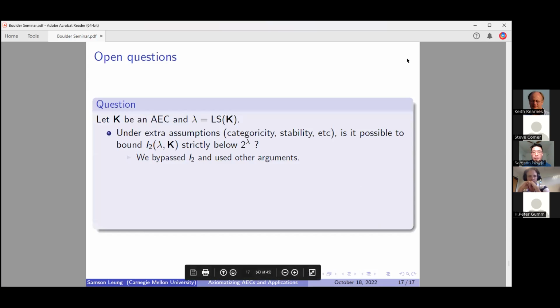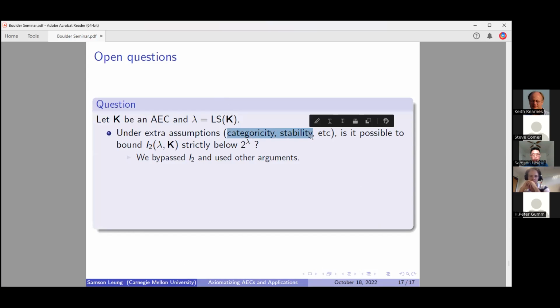Okay, finally, I want to raise some open questions. Previously I asked, are there any interesting examples, maybe in algebra, where you have a small I2? Another way to ask the question is, using the extra assumptions I stated in my theorems, can I actually lower I2? Remember, I didn't do anything to I2. I simply talked about limit models to have a better result. So that's one open question.